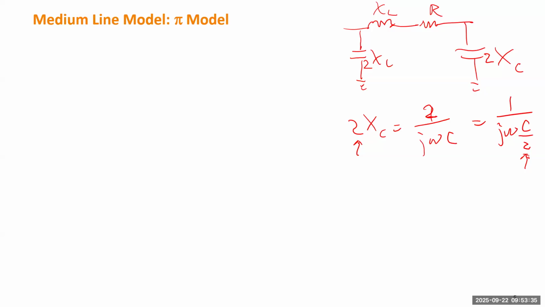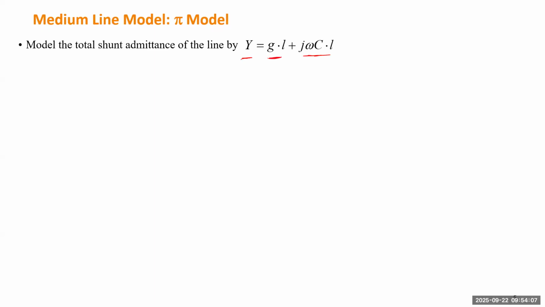So this model is called the pi model because it's really the shape of the pi. In this case, we may need to model the total shunt admittance of the line. Why? Y is the admittance of the line, which is the reciprocal of the impedance to the ground, and it includes both a real part and an imaginary part. The imaginary part depends on the capacitance. The real part models how much energy is lost to the air or to the ground.